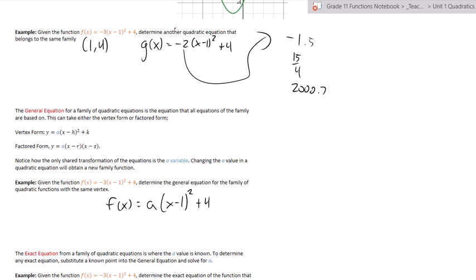The exact equation from a family of quadratic equations is where the a value is known. So up here, this is an exact equation, and this was our general equation down below. To determine any exact equation, we need to substitute a known point in the general equation to solve for a. The reason we use a point is that it gives us the y and x values, which allows us to have every variable except for the a value, which we can then solve for.